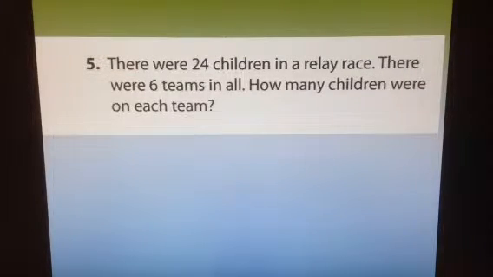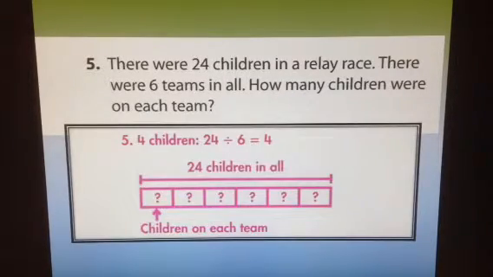Another problem we did as a class, there were 24 children in a relay race. There were 6 teams in all. How many children were on each team? Pause the video if you need to. What I'd like you to do is draw a picture, write a number sentence, and solve. There's a picture and a number sentence and the solution. 4 children on each team.